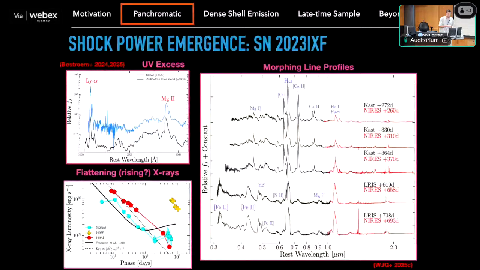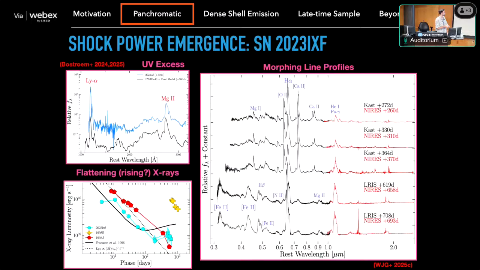We can look at this in the multi-wavelength space, in particular in the view of a single very nearby type 2 supernova, where I'm actually able to use ground-based telescopes that are not even that big to track something well beyond 500 days, where this shock power emergence might actually happen. And so to break down the different signatures of this shock powered emission, one of which is very smoking gun signatures in the UV.